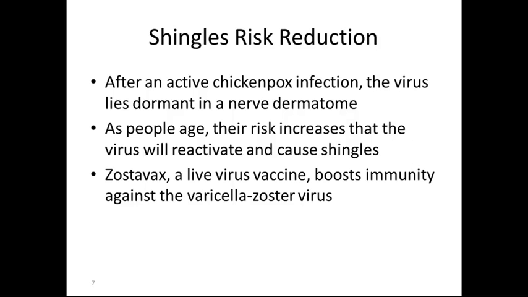Zostavax is the vaccine that is given to help prevent shingles. Zostavax is a live virus vaccine, and it boosts immunity against the varicella zoster virus. The vaccine is about 50% effective and can reduce the risk by 50% in patients over the age of 60. Patients can start receiving the Zostavax vaccine anytime over the age of 50.